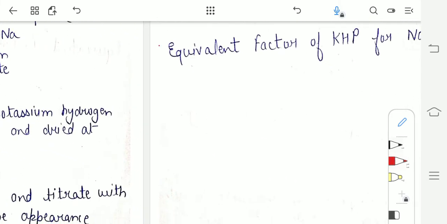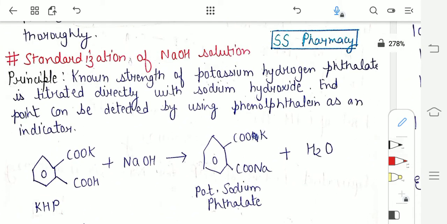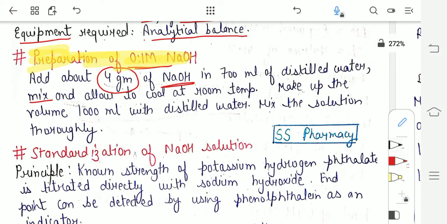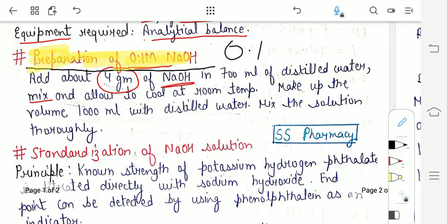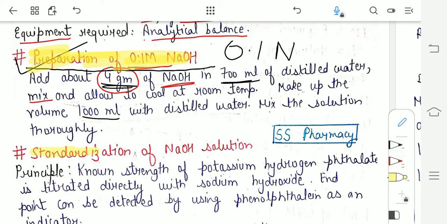Now let us begin with the next part, which is the standardization. In the first part we did the preparation of 0.1 molar or 0.1 normal NaOH. We took 4 gram of NaOH and dissolved it first in 700 ml of distilled water, then mixed thoroughly, and then made up the volume to 1000 ml. This was the first part, the preparation. Now once our solution has been prepared, we need to standardize it. So this is the main part, the standardization of sodium hydroxide solution.